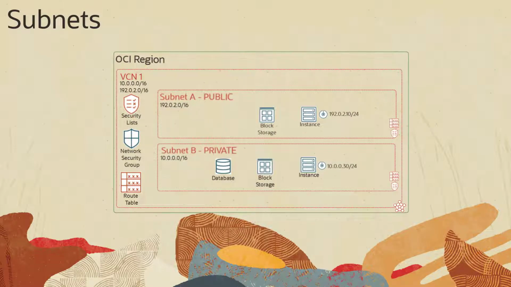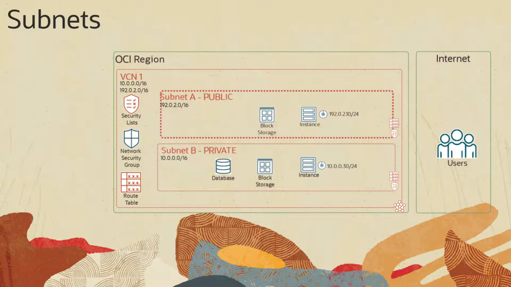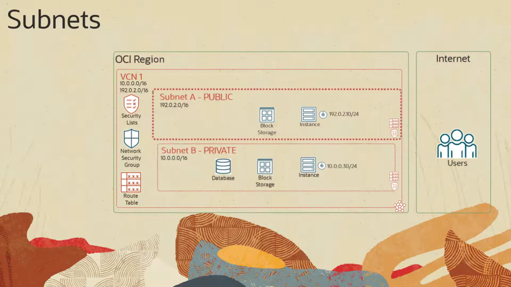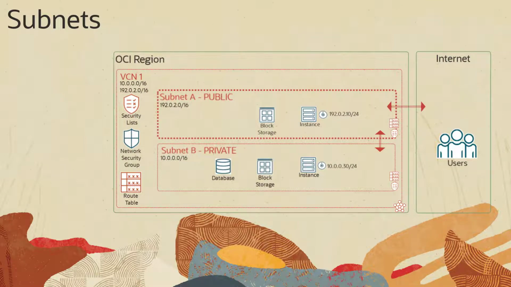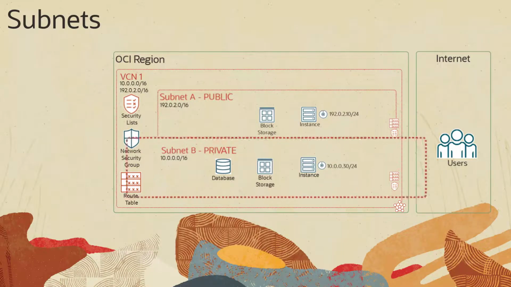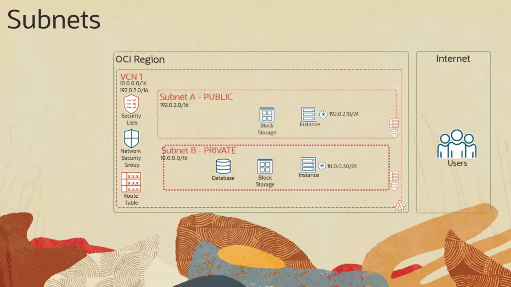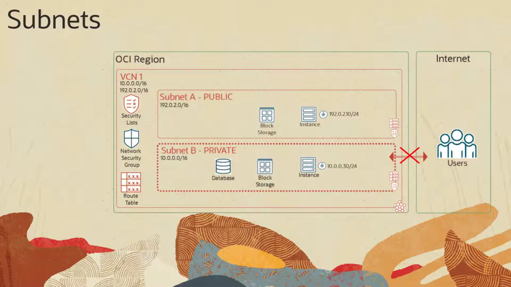You can designate subnets as public or private when you create them. In a public subnet, resources are allowed to connect to other resources in your cloud or to the Internet. In a private subnet, resources are not allowed to connect to the Internet, but they can still connect to other resources in your cloud.